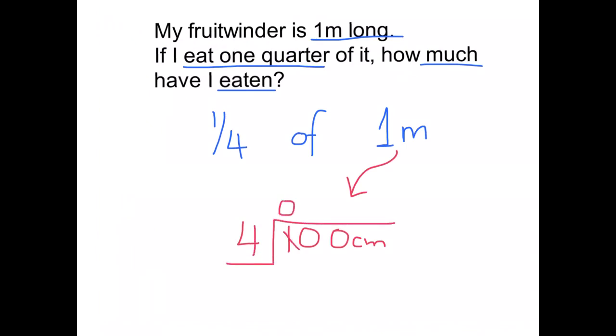4 into 1 does not go. 4 into 10 goes twice. 2 left over. 4 into 20 goes 5 times. We've worked out then that the answer is 25 centimetres have been eaten.